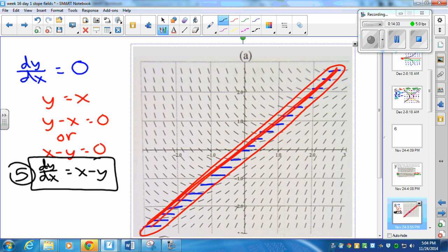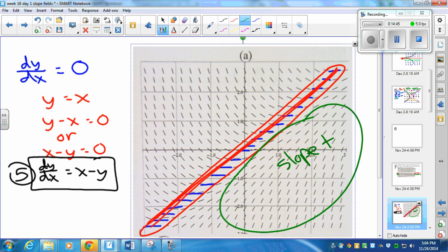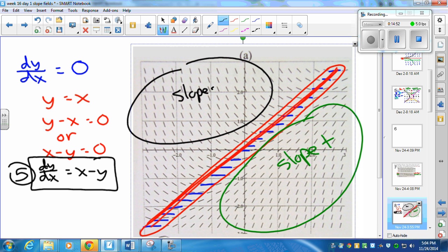If you want to get a little bit more feel for it, you could also notice that everywhere here in this zone, all of the slopes are positive. And everywhere in this zone, all of the slopes are negative. Why would that be? Why would everything below the line y equals x seem to have a positive slope, and everything above the line y equals x seem to have a negative slope?